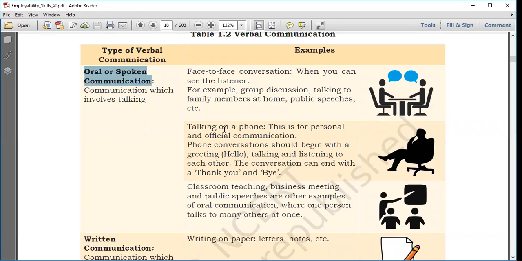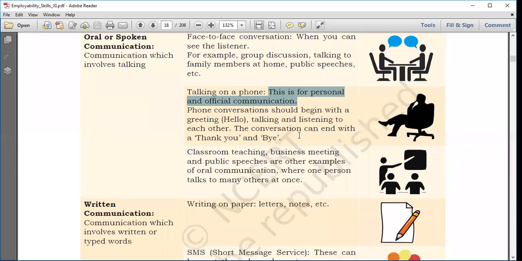Second category in this oral or spoken communication is talking on a phone, right? So this is for personal and official communication. And phone conversation should begin with a greeting, hello, then talking and listening to each other, right? And the conversation ends with words like goodbye and bye. Thank you, right?